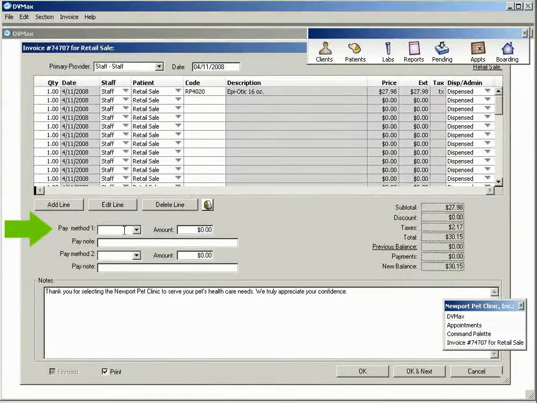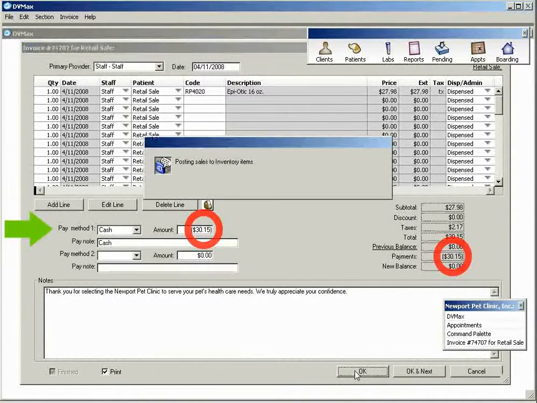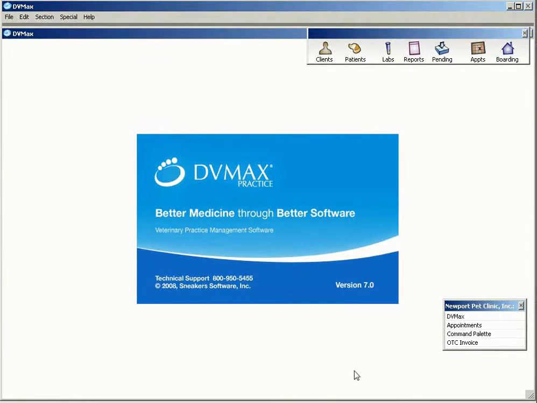Let's go back and enter in a payment. In this case, it will be cash. We identify the amount that's being paid, which in this case must be the total amount. They cannot pay less, they cannot pay more. Then we're ready to OK this. By doing so, the over-the-counter invoice will print and we're done.